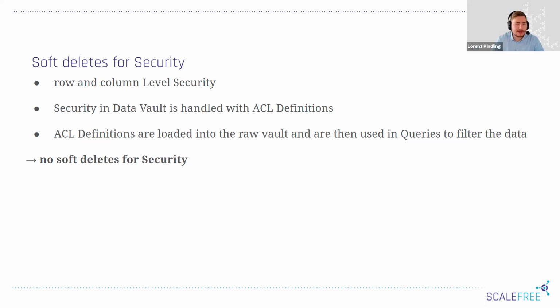So we create ACL definitions which map users to row or column levels, and these are then loaded into the raw vault. And then we use queries essentially to filter the data. So for example, an inner join or something like that, so that we filter the data and only the people who are allowed to have access get access.